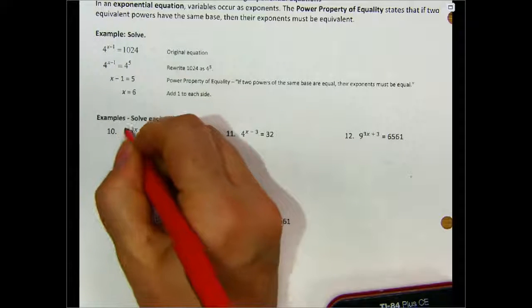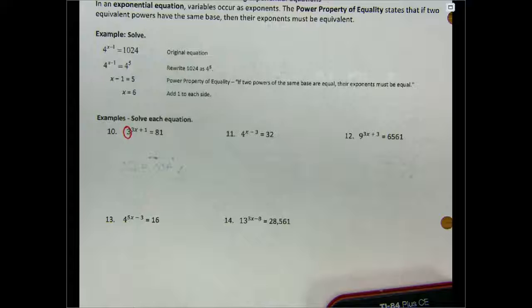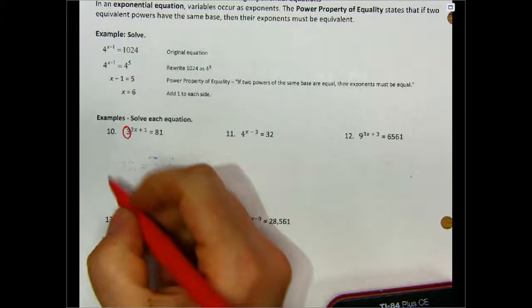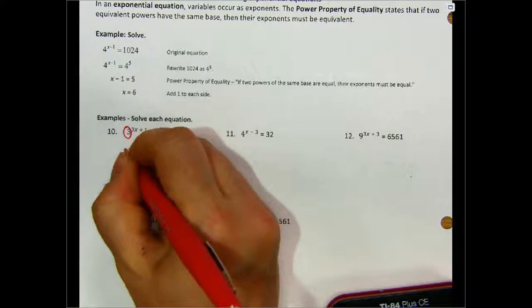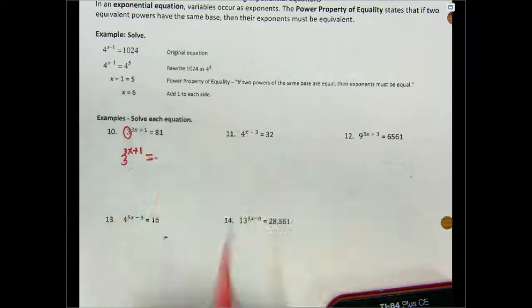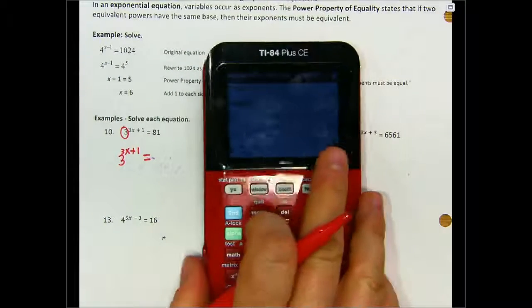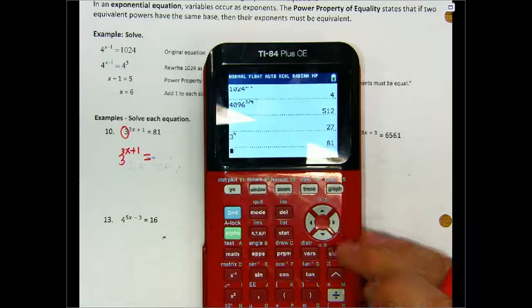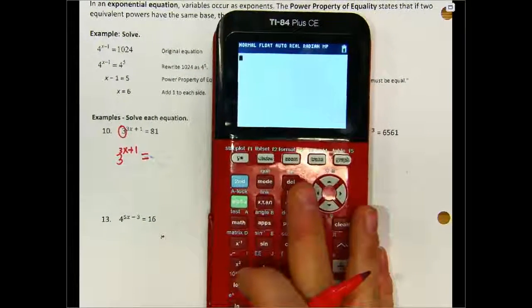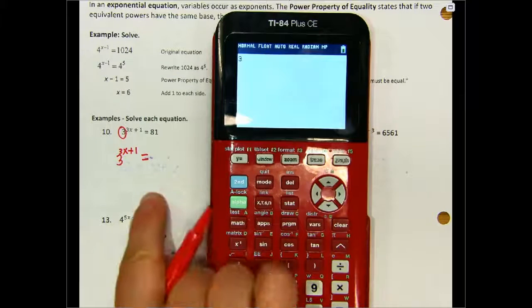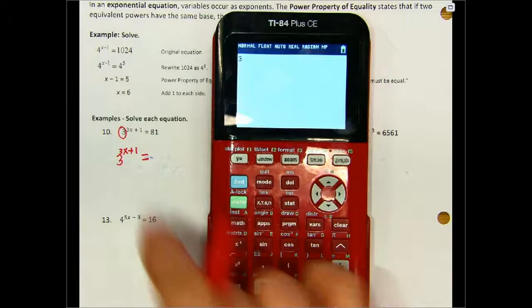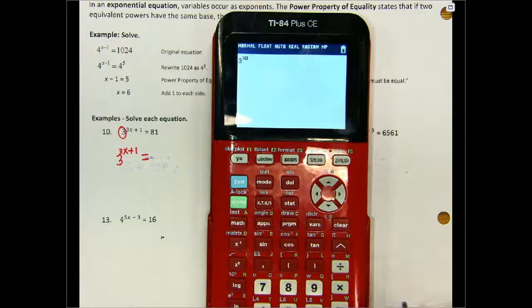So take a look at this one. My base is 3 right now, so I want a base of 3 over here. So I'm just going to rewrite the left side. I'm going to take my calculator, and I know that I want a base of 3. It's not going to be 3 squared because 3 times 3 is just 9. So let's try 3 cubed, 3 to the third, and that's 27. That's not 81, so let's try 3 to the 4th, and you can actually see this on the other side. So it is going to be 3 to the 4th.